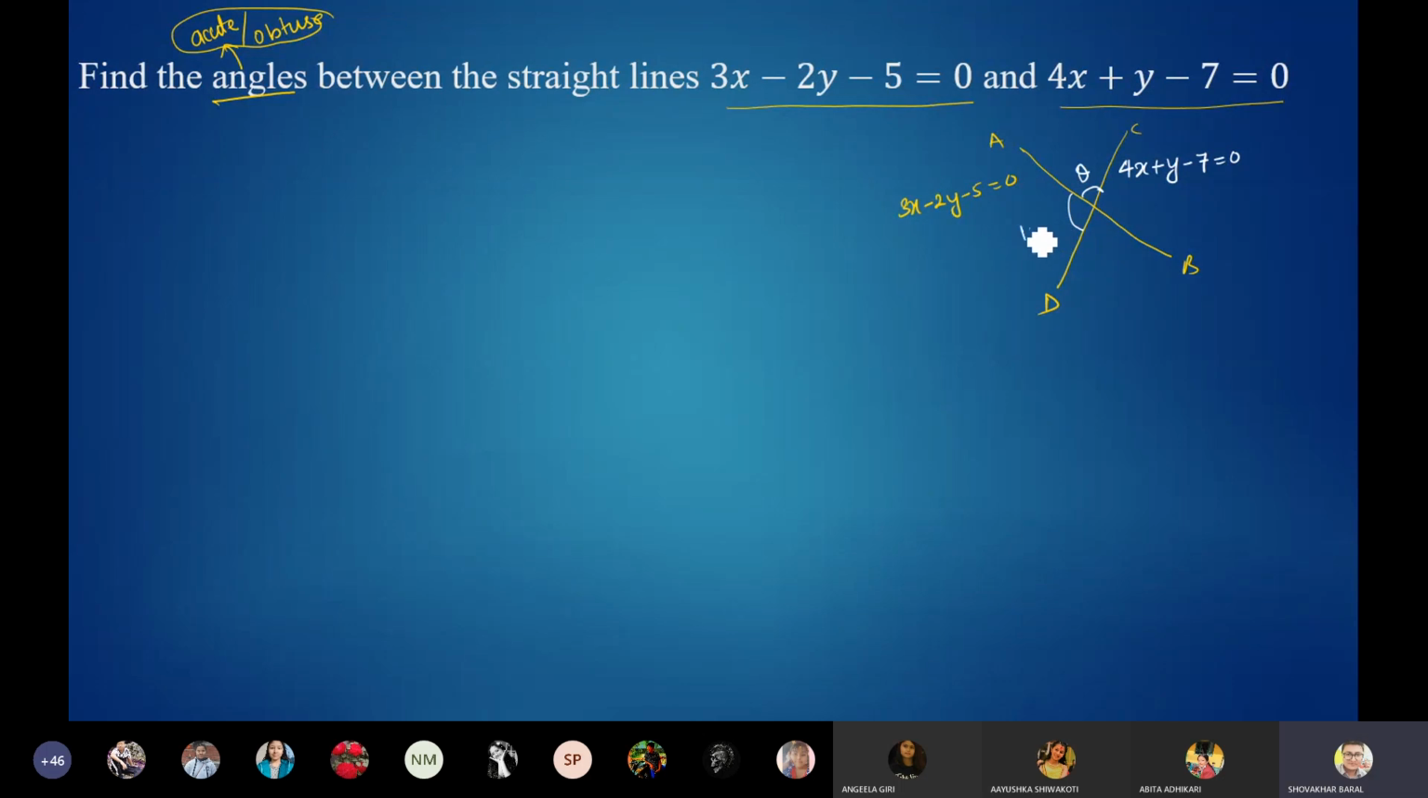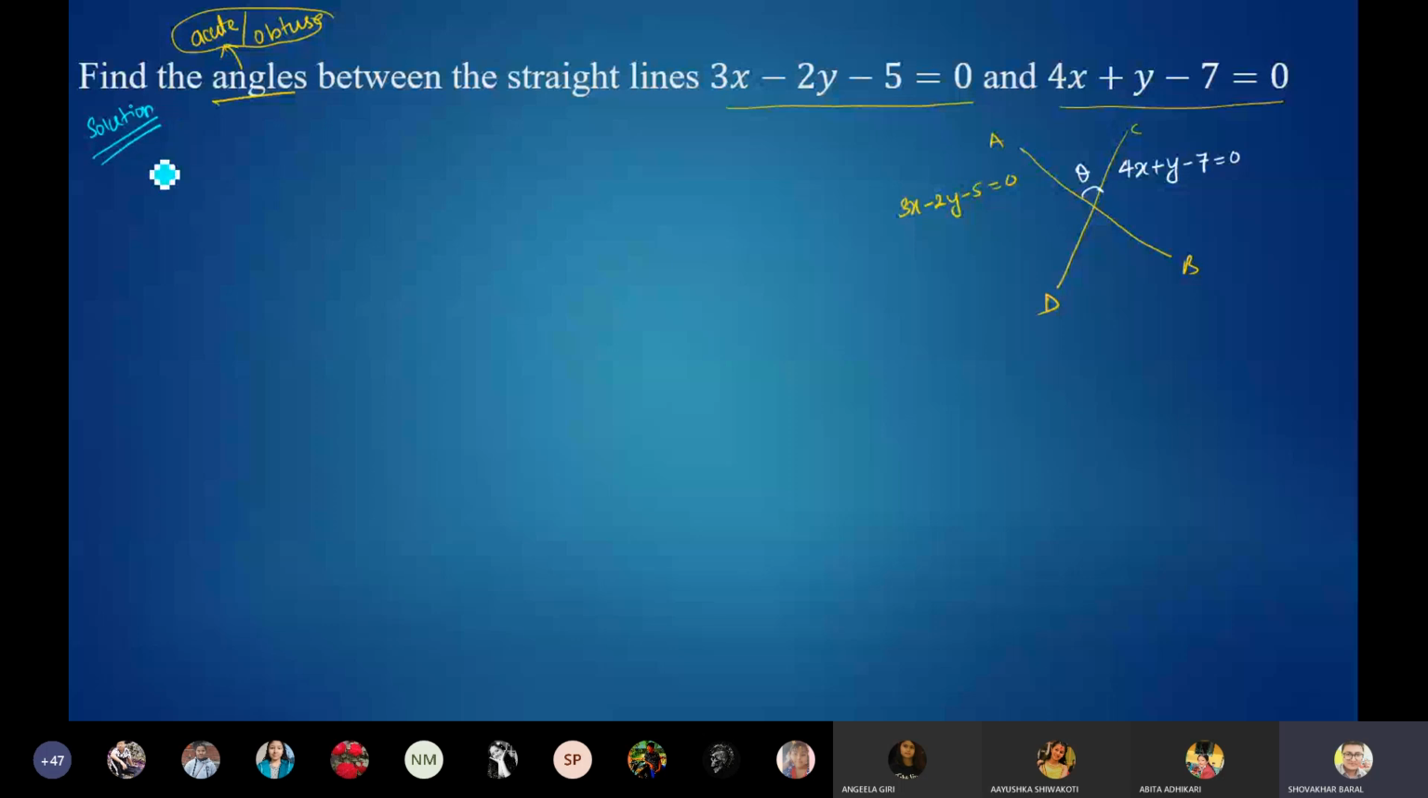So this will be 180 minus theta. For this we will use the positive sign in the formula, and for this we will use the negative sign in the formula, though there are other ways also to find that. What you can write in this figure is: AB, one straight line, CD, another straight line, 3x minus 2y minus 5 equals 0, the equation of the first line, 4x plus y minus 7 equals 0, the equation of the second line. So let's solve it.